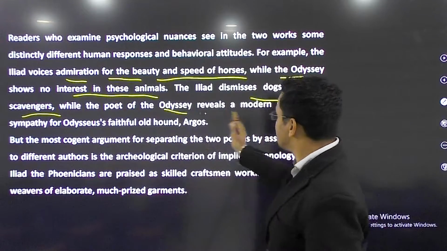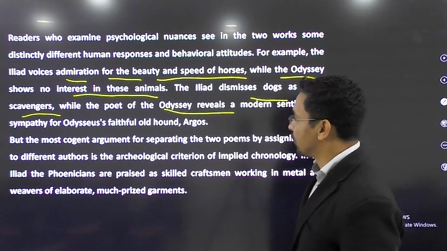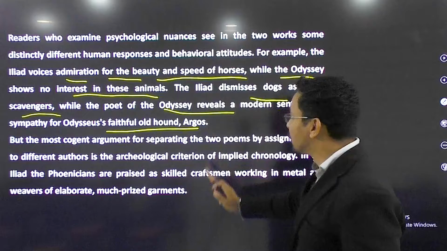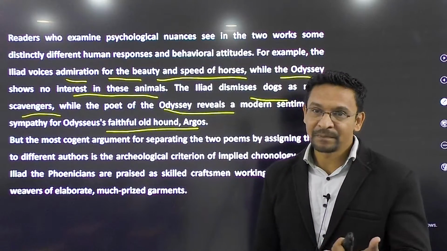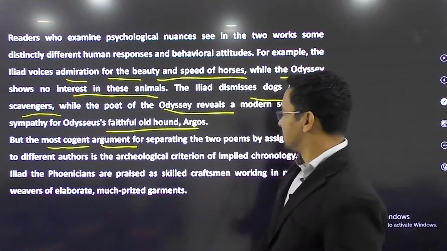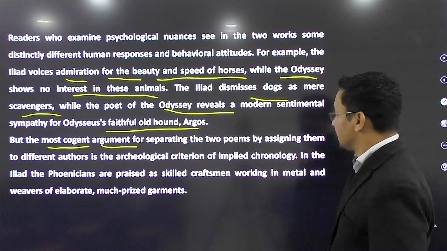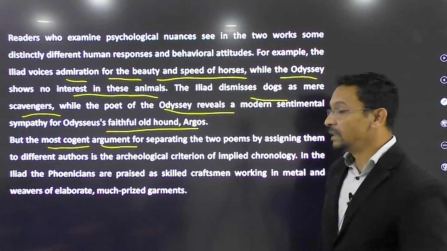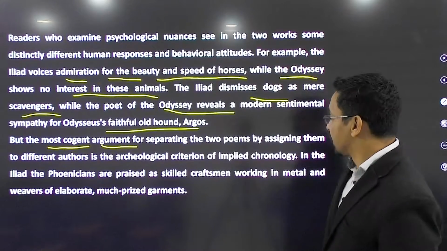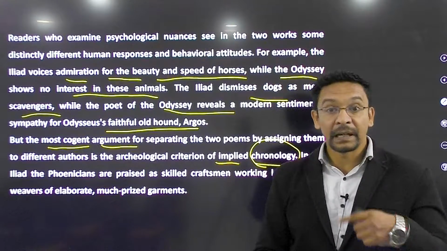While the poet of the Odyssey reveals a modern sentimental rather sympathy for Odysseus' faithful old hound Argos. कितना contrast है दोनों में. But the most cogent argument for separating the two poems by assigning them to different authors is the archaeological criterion of implied chronology. पहले क्या हुआ?